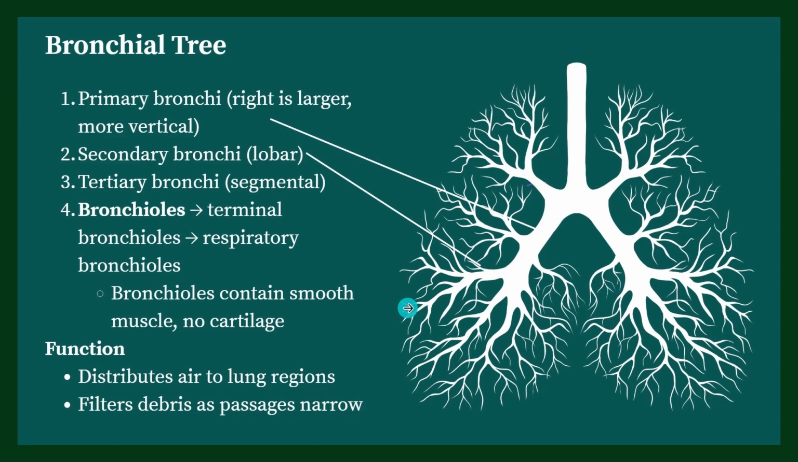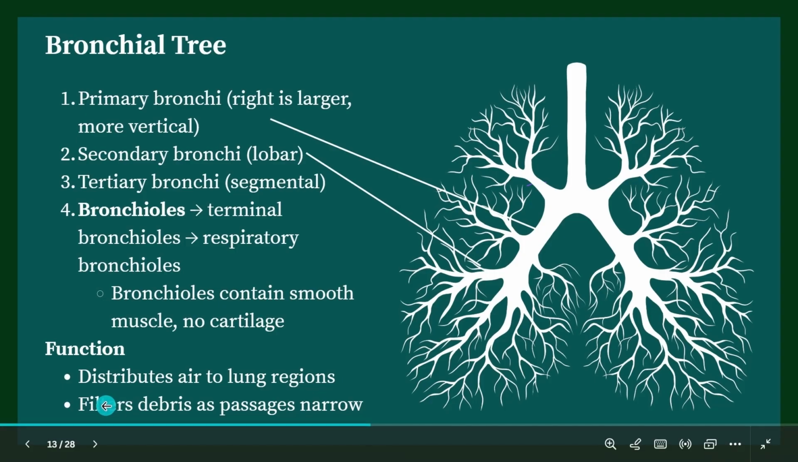So there are the terminal bronchioles, which are going to be the ones that are closer to the bronchi, closer to the center. And then the respiratory ones are going to be closer to the alveoli. They have smooth muscle tissue, there's no cartilage to keep them open. So they distribute the air to the lungs, and they filter debris as the passages narrow. They get narrower and narrower.